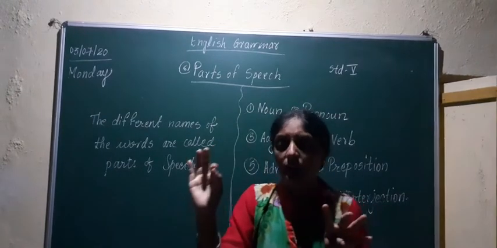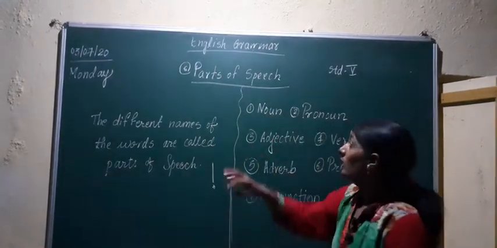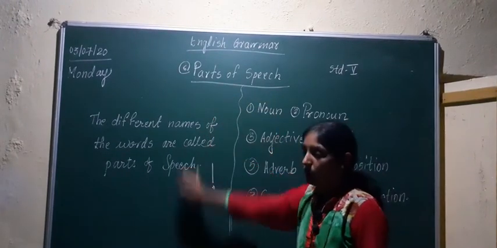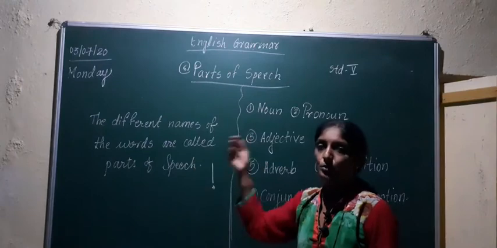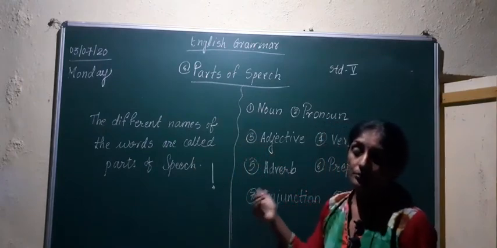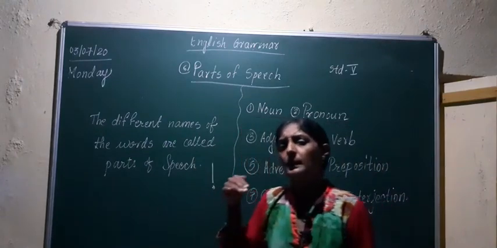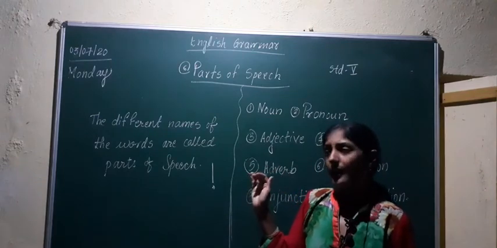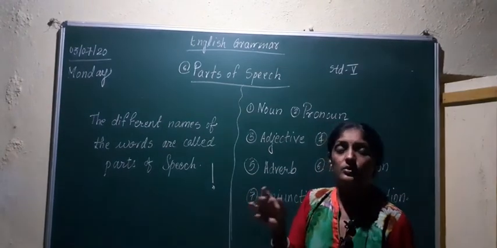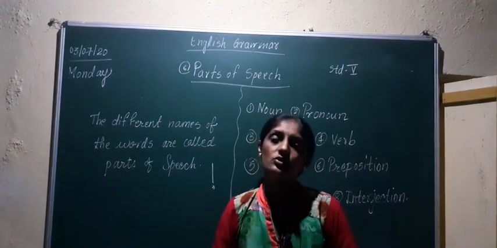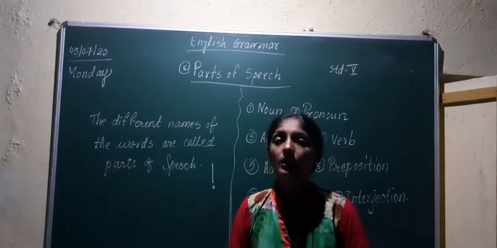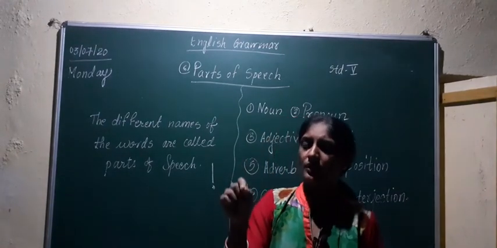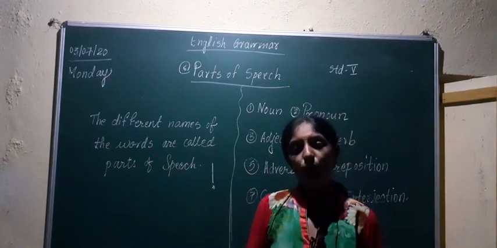You have to give a heading in your English grammar notebook: lesson number 6, parts of speech, and write down all 8 parts of speech. Noun, pronoun, adjective, verb, adverb, preposition, conjunction, interjection. Adverb, I told adverb also. You have to write down all these 8 parts of speech in your notebook. And if possible, you can write what is a noun, what is a pronoun. If you want, I will send you a photo of that page.